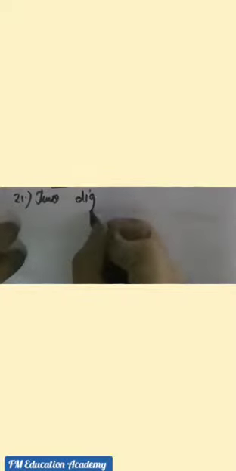In this question, the 21st question, we have to find out the 2-digit numbers which are divisible by 7.